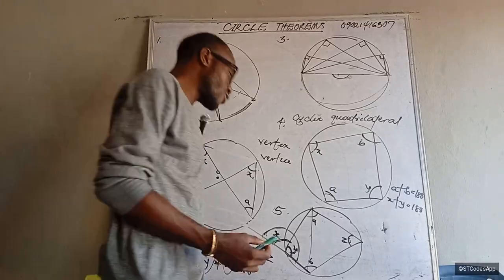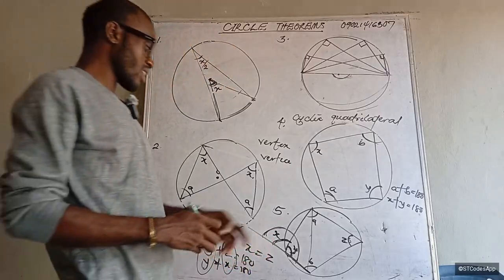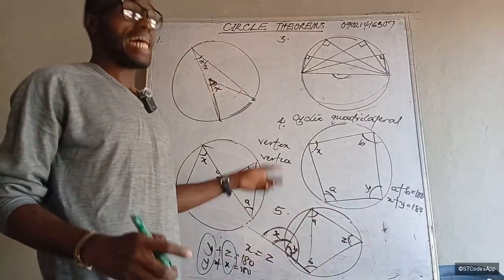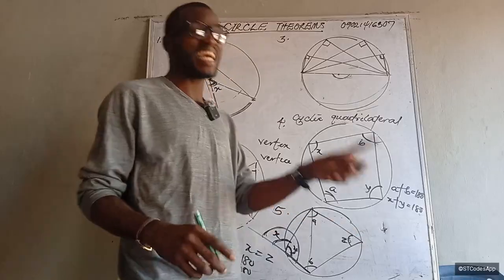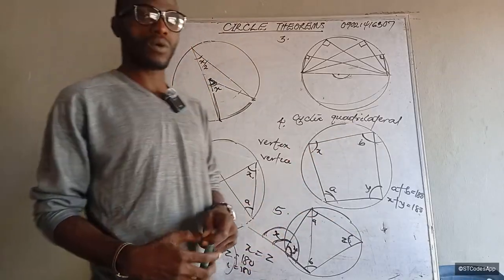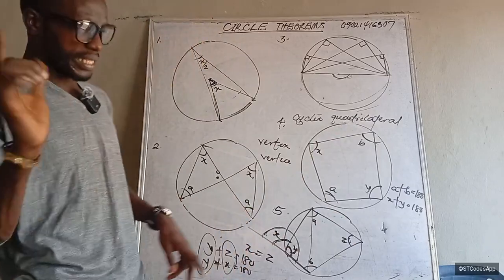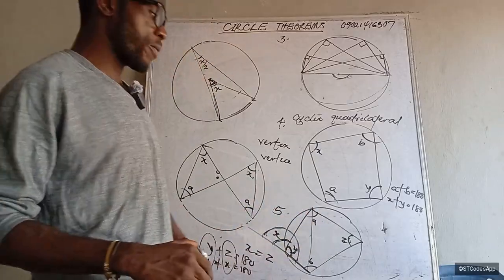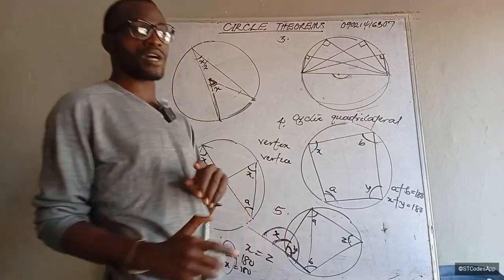Do you understand now? So the way we state this axiom is that an interior angle of a cyclic quadrilateral is equal to the opposite exterior angle of the cyclic quadrilateral. Is it clear? An interior angle of a cyclic quadrilateral will be equal to the opposite exterior angle.